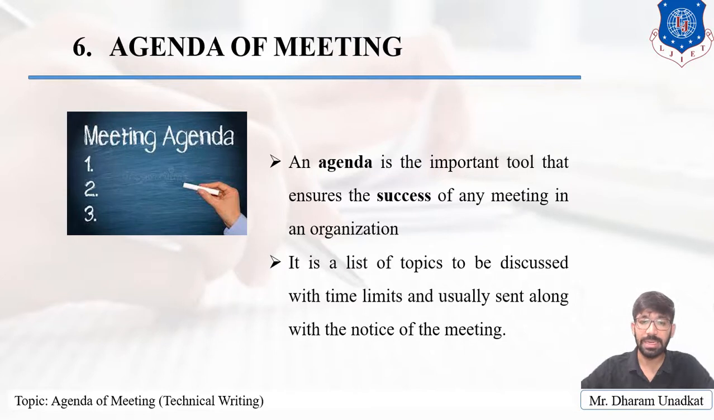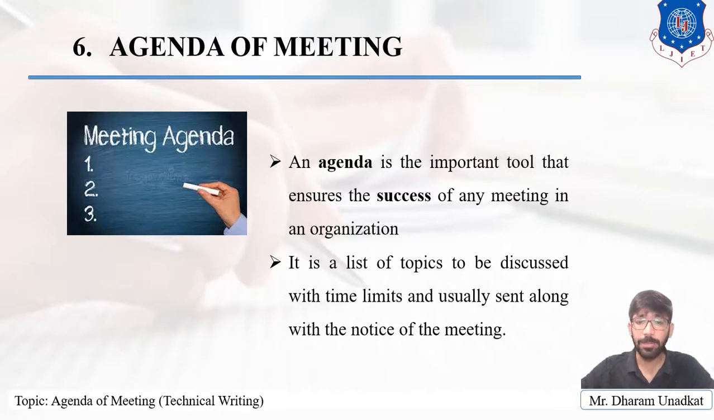So this is all about the letters, the types of letters and the business letter. The next topic is the agenda of the meeting and the minutes of the meeting. An agenda, what is that? Agenda means the purpose. Why is the meeting arranged? What is the purpose of the meeting? What topics are included and discussed in the meeting? This is all about the agenda of the meeting.